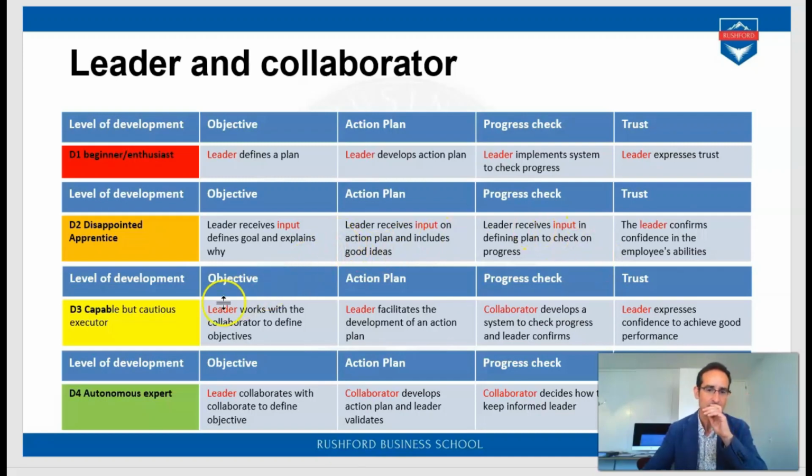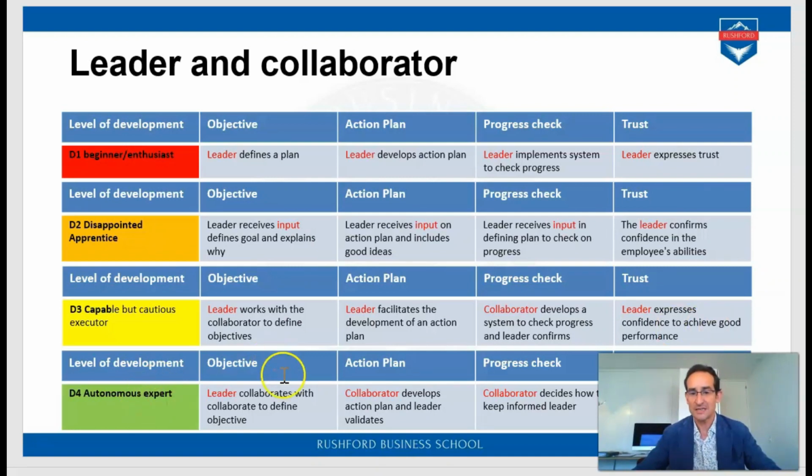Coaching level. In D3, supportive, which is the capable but cautious executor. The objective: the leader works with the collaborator to define objectives. About the action plan, the leader facilitates the development of an action plan. Progress check: the collaborator develops a system to check progress and the leader confirms. So you are giving certain agency to the collaborator. And trust: the leader expresses confidence to achieve good performance.